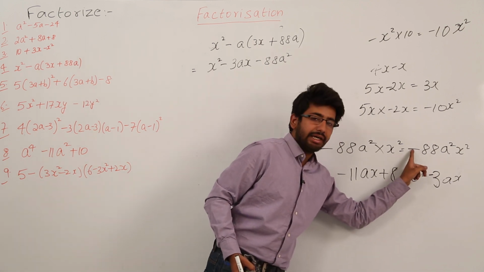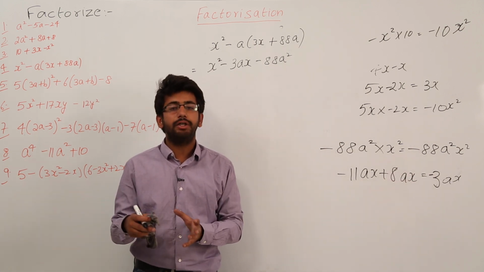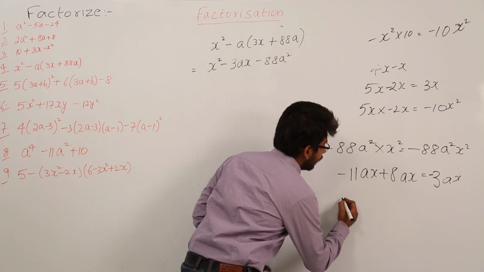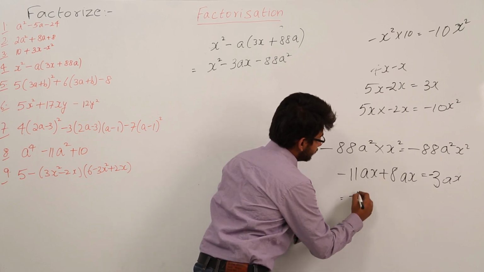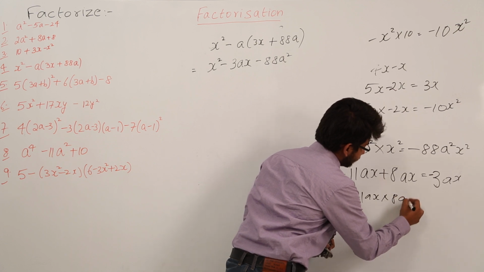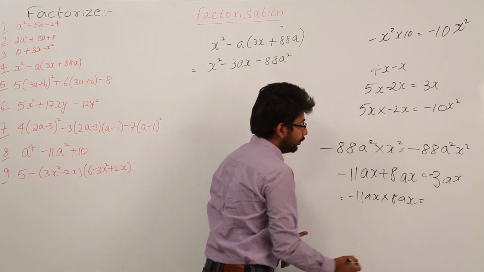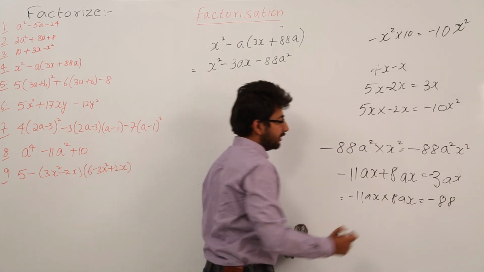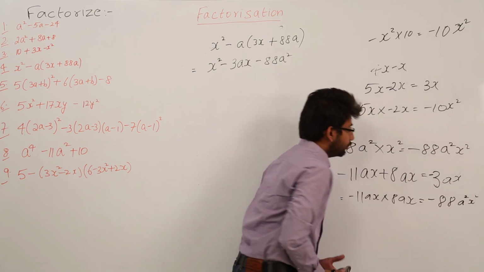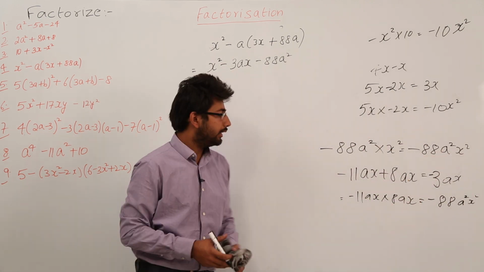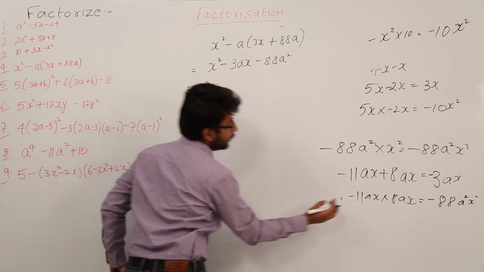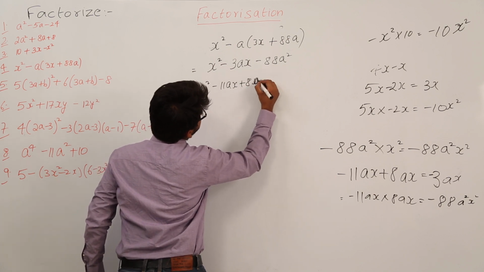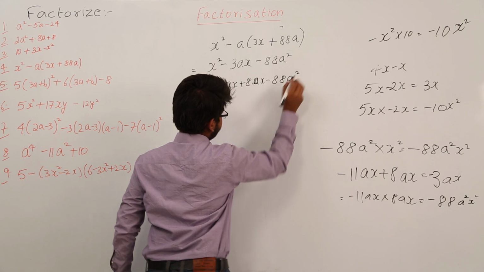Now the product was negative, so I knew I'd have to split into two components such that one component has a negative sign. You see, when minus 11ax is multiplied with 8ax, minus 11 into 8 gives me minus 88, and ax into ax gives me a square x square. So my product is the same as required. That means we can split it into these two terms: minus 11ax plus 8ax minus 88a square, right?